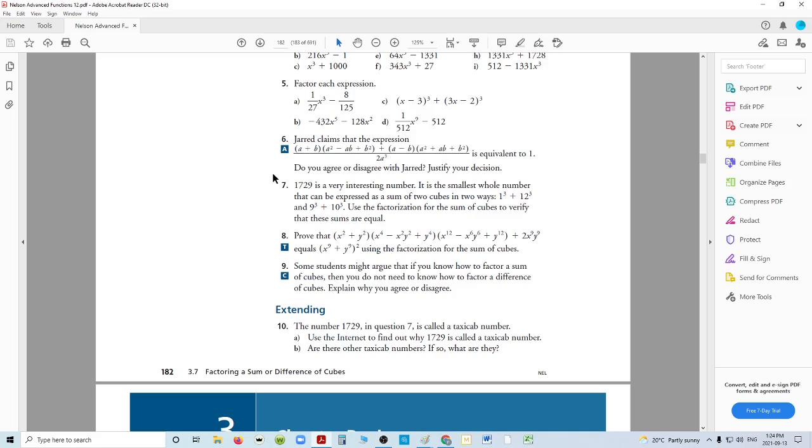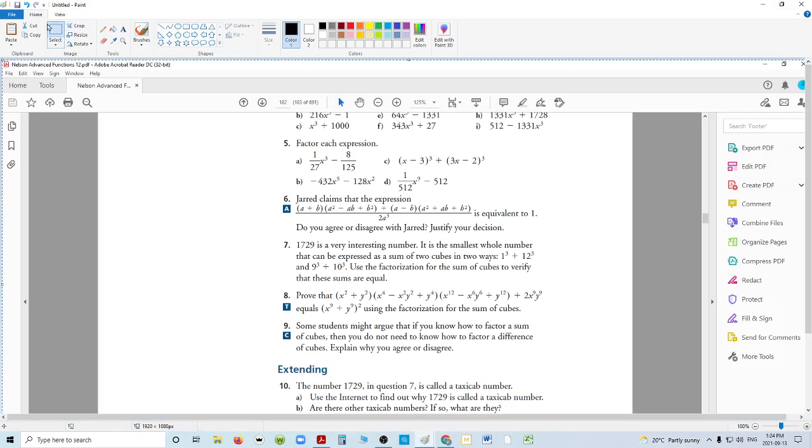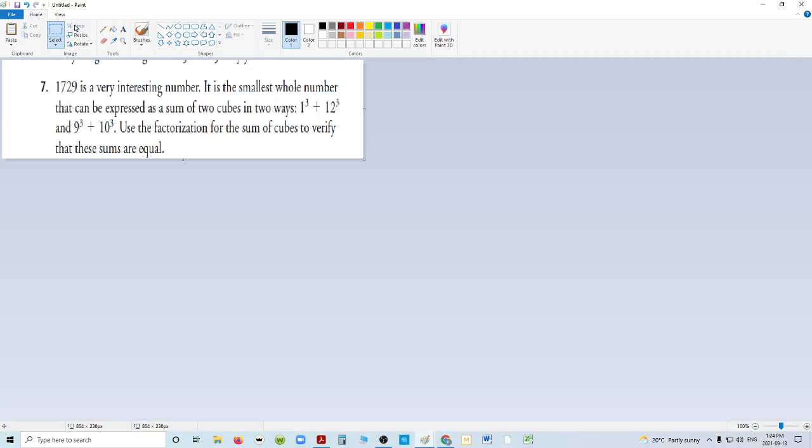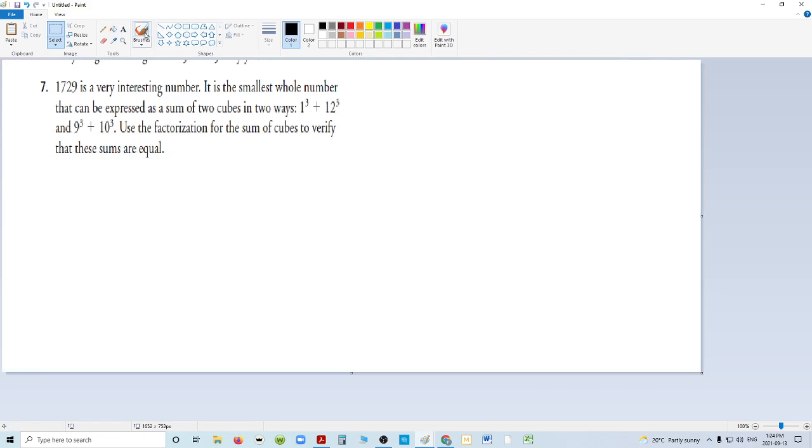This is a weird one. I'll get back to 5, just because there's some stuff in 5 that's bizarre. 1729 is an interesting number. It's the smallest whole number that can be expressed as a sum of two cubes in two ways. That and that. Use factorization for the sum of cubes to verify that.